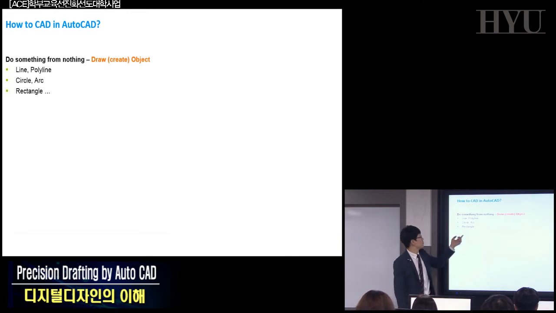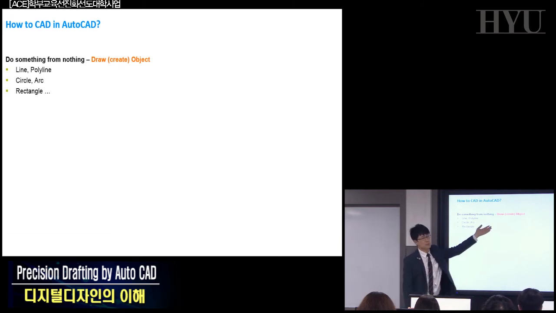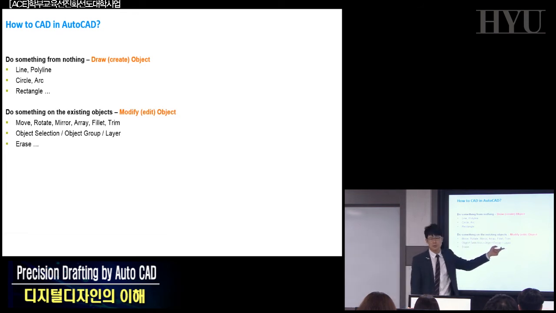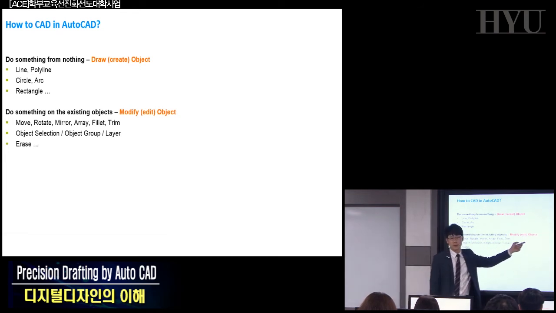If you want to draw a polyline, just type polyline. But thankfully, there are some shortcuts. Just type PL. If you type line, then it's ready to draw some lines. But just simply type L, or C for circle, and so on. If you draw a rectangle, type rectangle or just rect. That's enough. And then you can create something. Draw something from nothing.